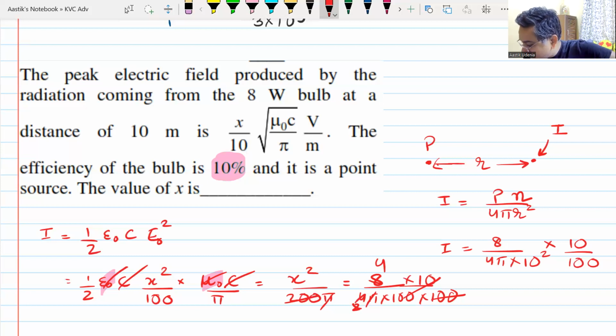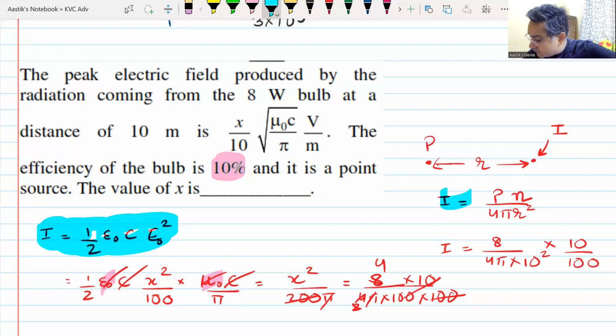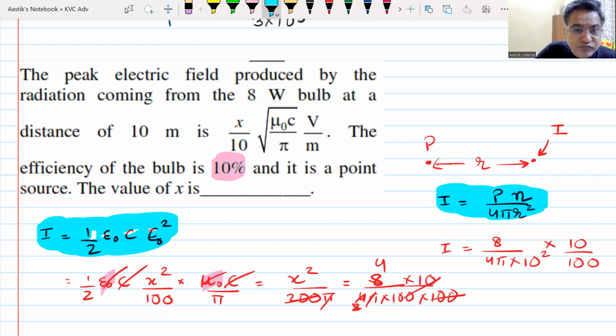Yes, sir. I'll give you 2 minutes to note this down. Remember the formula of intensity, and remember the formula of intensity created by a point source. Efficiency is given as 10%, so multiply it by the efficiency. I'll give you 2 minutes to note this down.